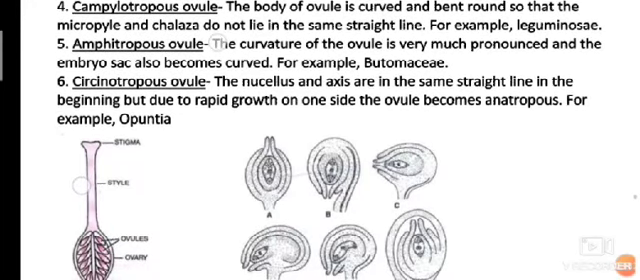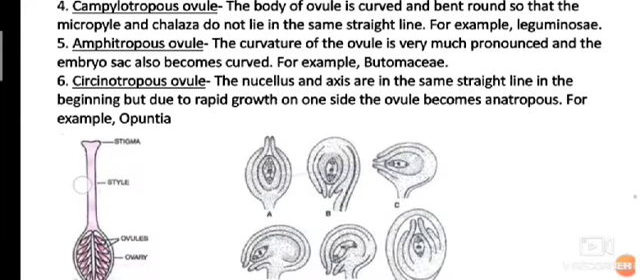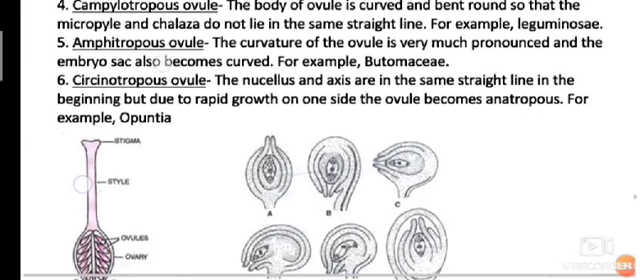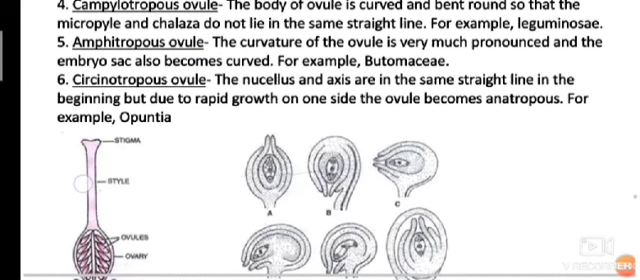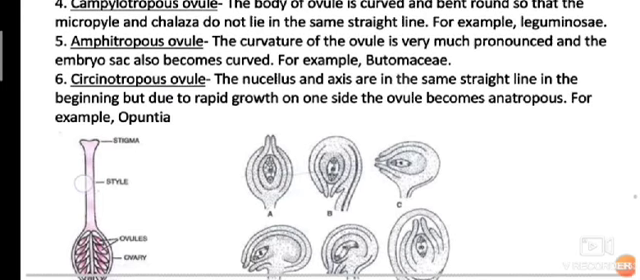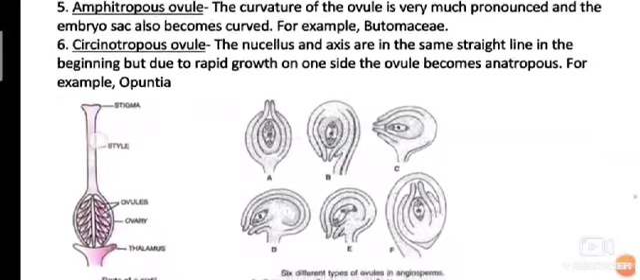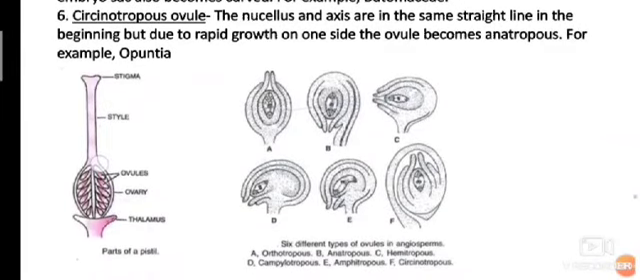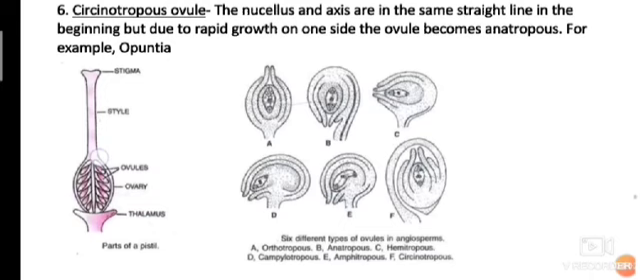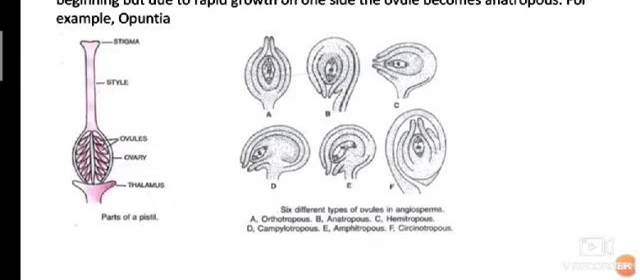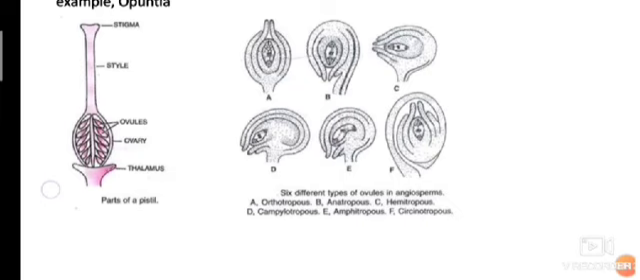Amphitropous ovule. The curvature of the ovule is very much pronounced and the embryo sac also becomes curved. For example, Butomaceae. Circinotropous ovule. The nucellus and the axis are in the same straight line in the beginning, but due to rapid growth on one side, the ovule becomes anatropous. For example, Opuntia. See the parts of the pistil: thalamus, ovary, ovules, style and stigma.